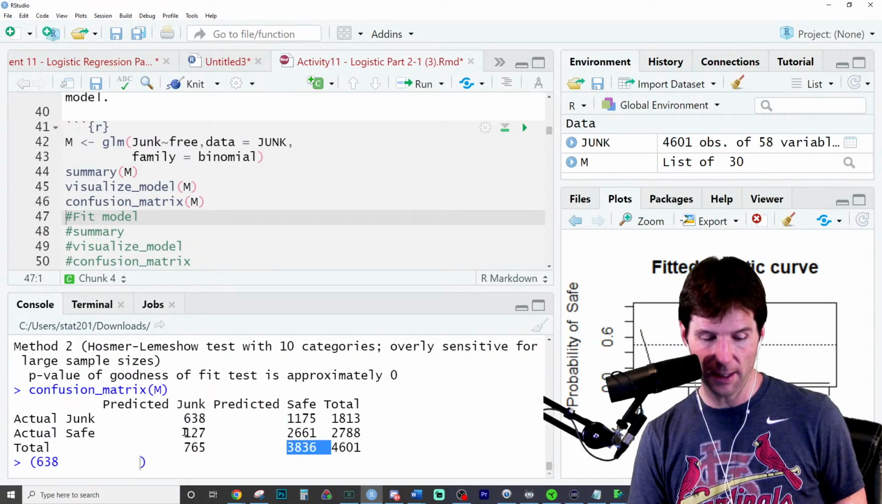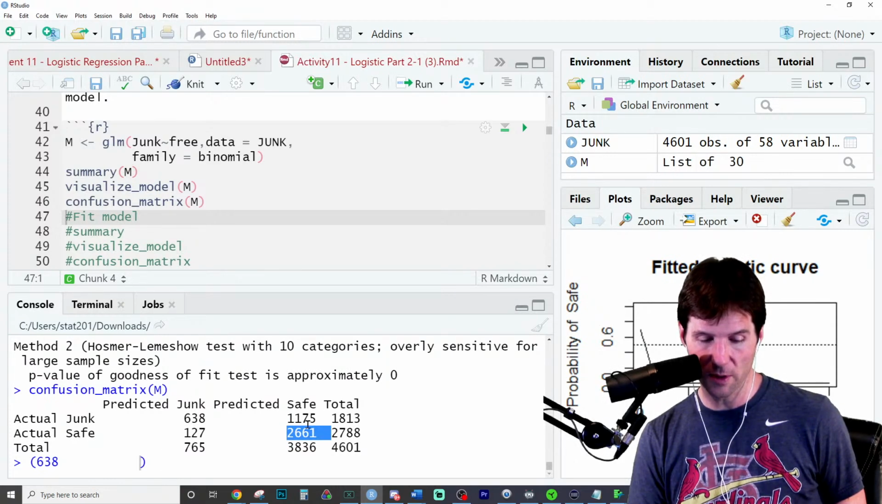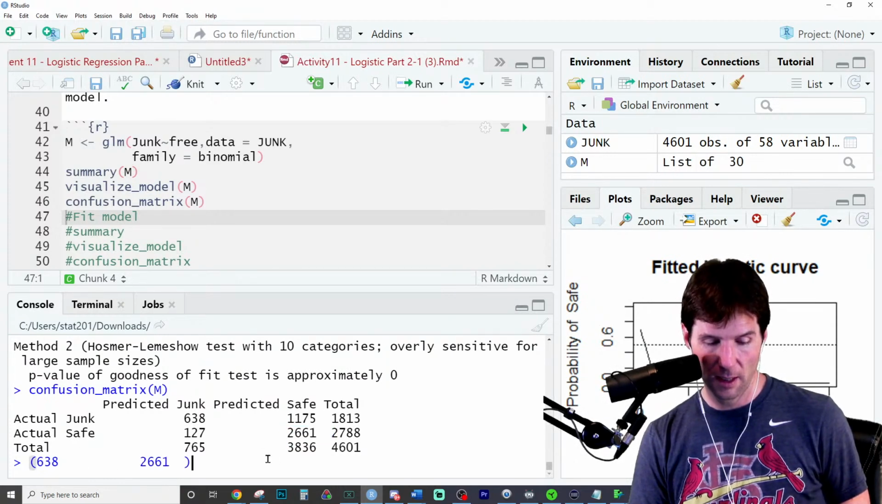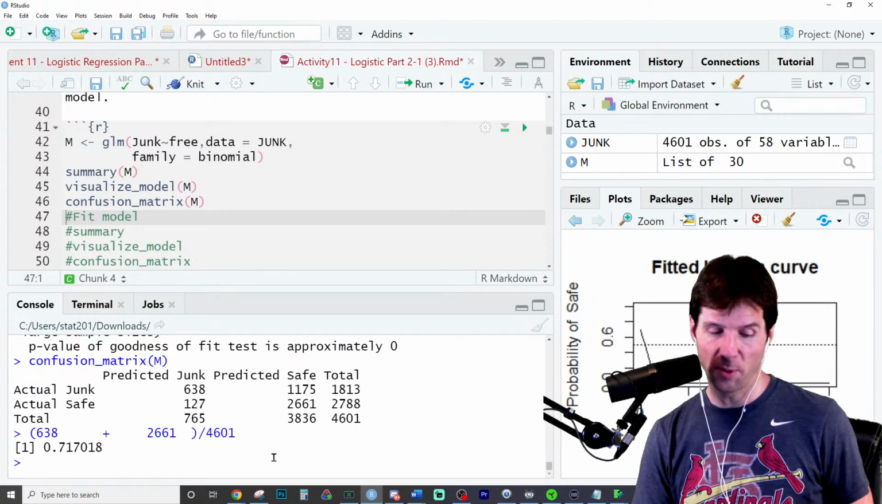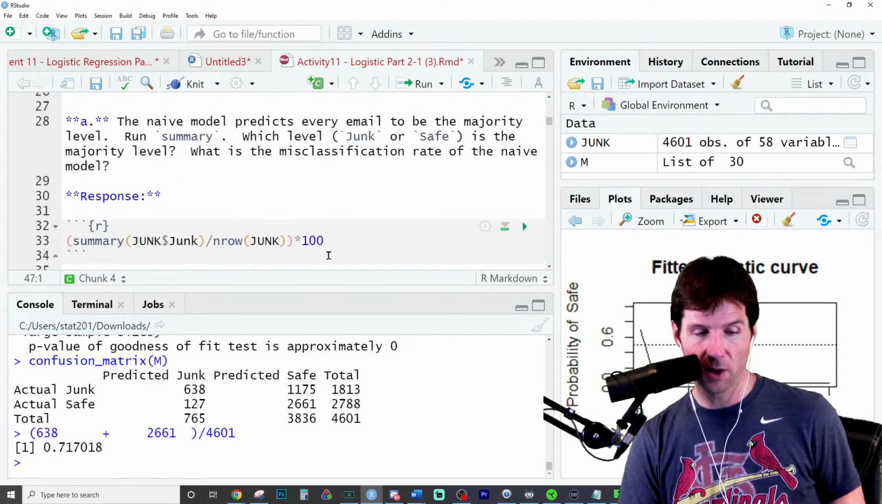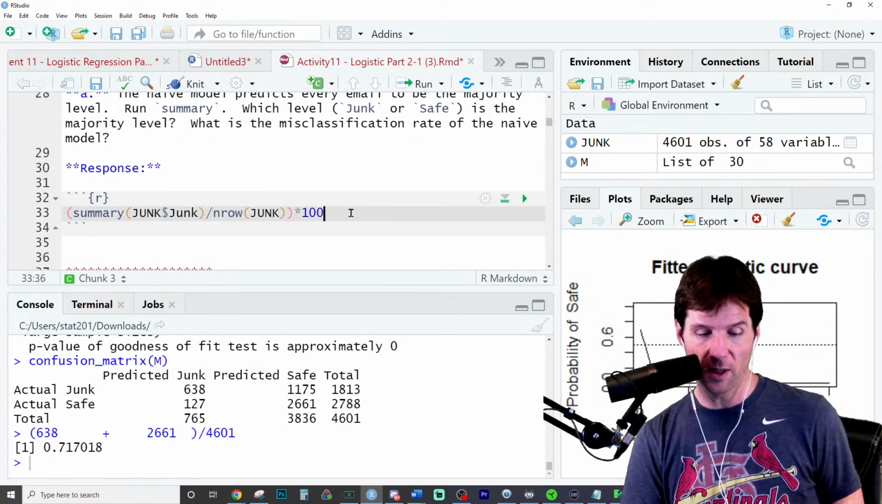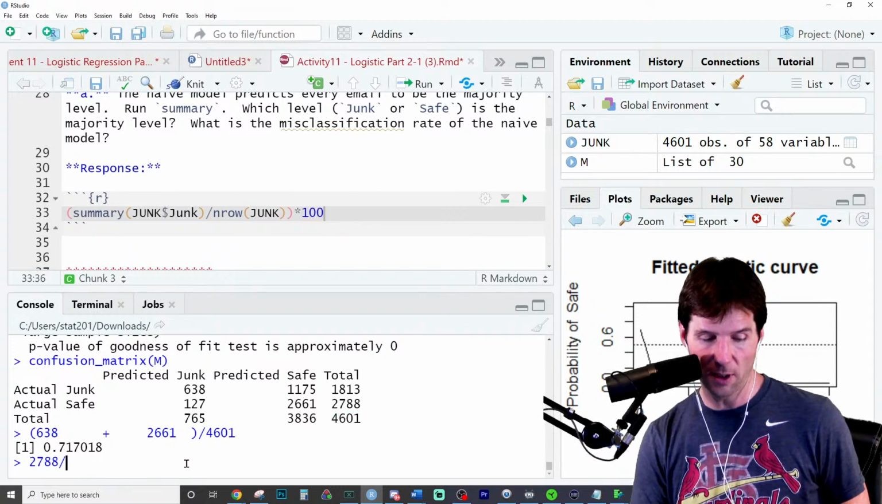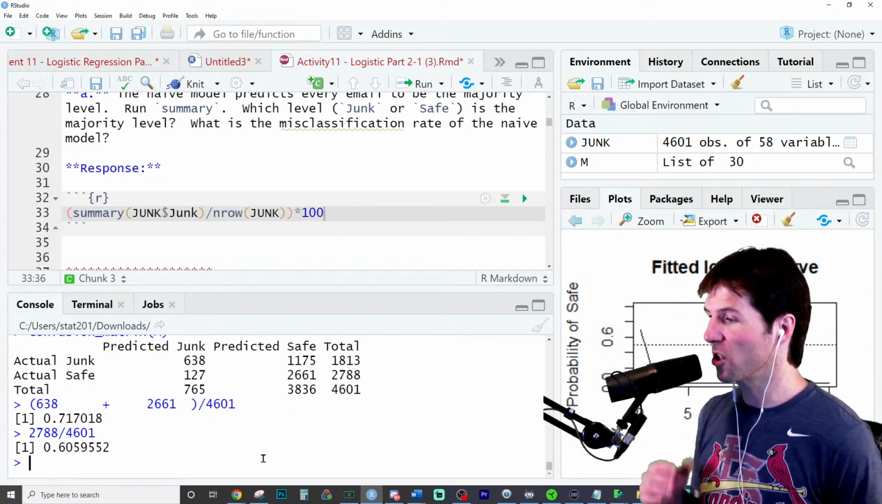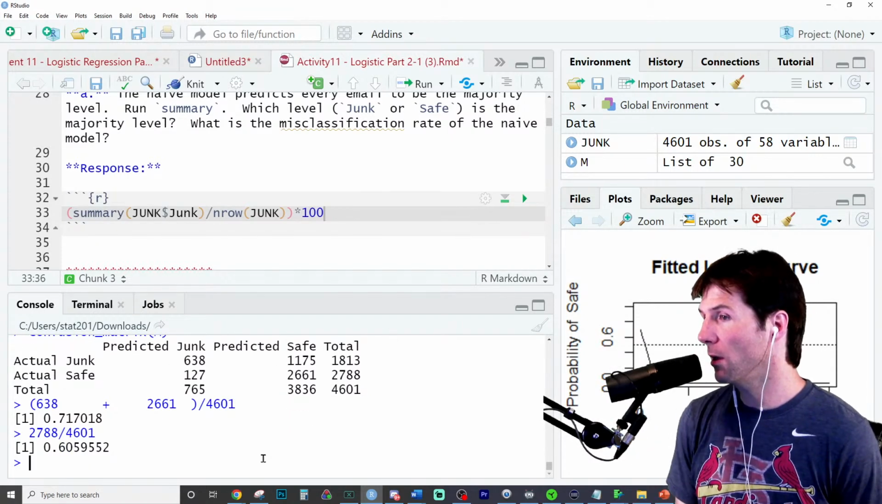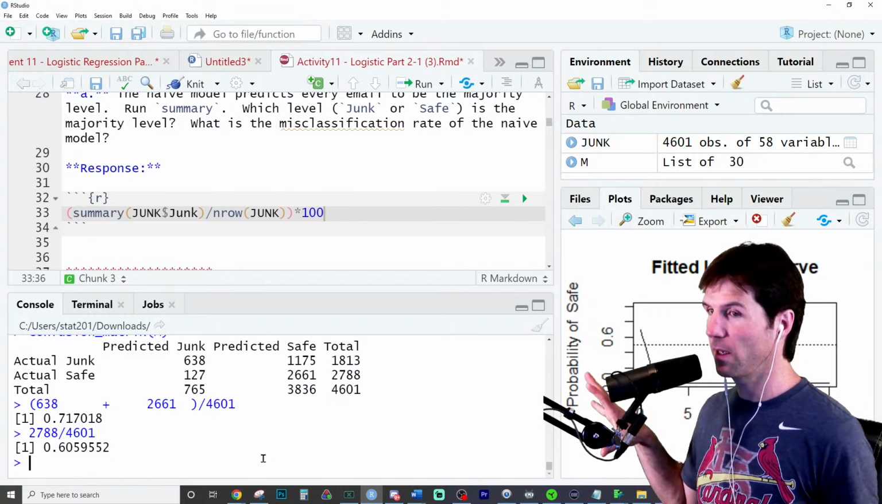This is the on diagonal. We're adding up the on diagonal, the ones that it predicts junk that are junk, the ones that predict safe that are safe. And we would add those. So our model gets that percent correct. And going back here to where we did the naive model, rather, we can figure out the accuracy of the naive from this table, as we say we should. I mean, just explain to me briefly, like, oh, it does about this much better. Just look at it numerically.